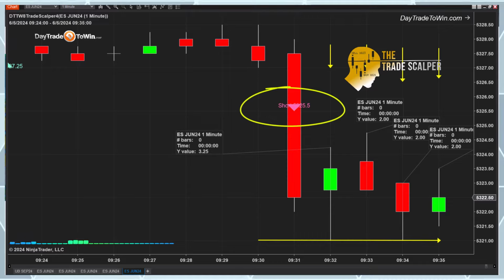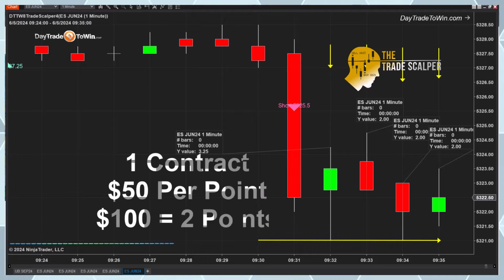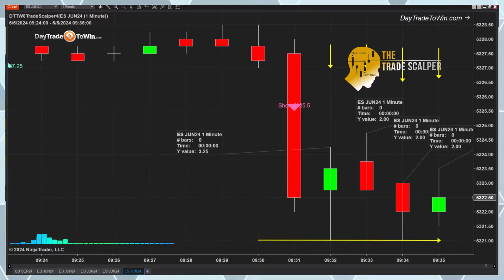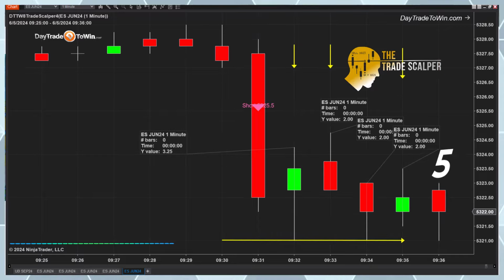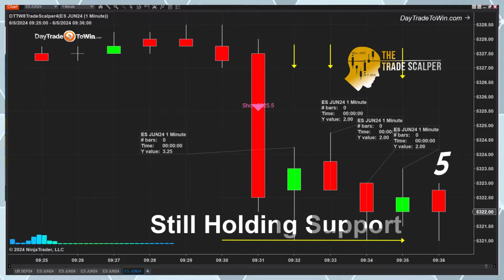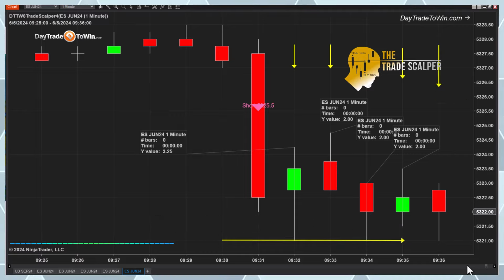With that Trade Scalper signal, if the market breaks 53.21, or if you do want to go short, 2 points, which is $100 on the E-mini S&P per contract. If you think about 5 contracts, that would be $500. Now, as we go further, if you want to trade 2 contracts or 3 contracts, just multiply that by $100. As we continue further, the market on the 5th bar here is still at 53.21.